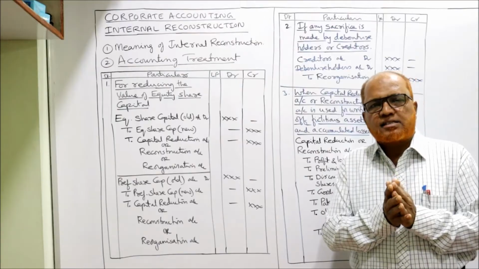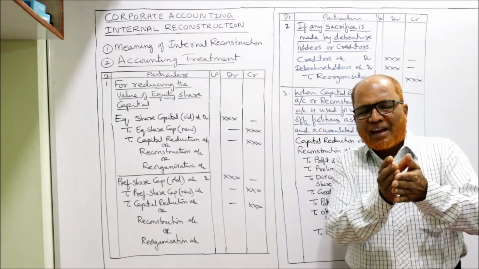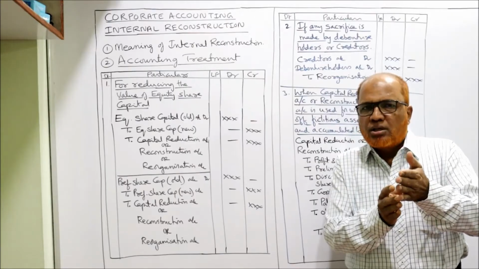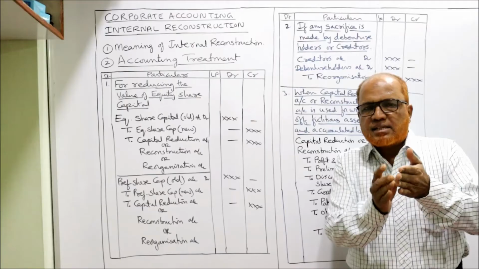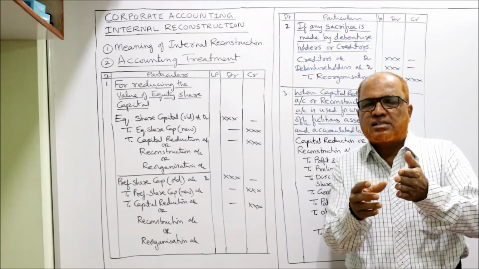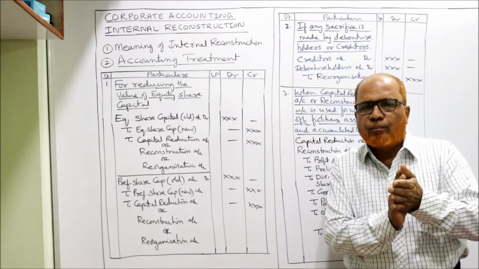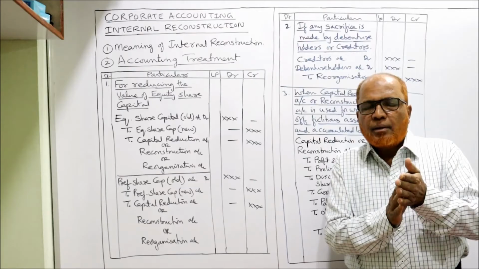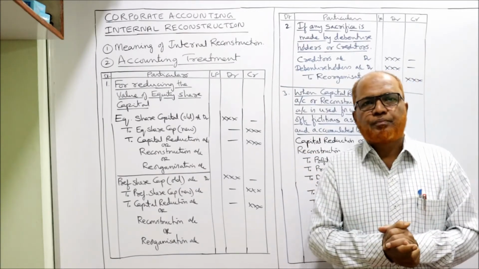Now two types of reconstruction are there, external reconstruction and internal reconstruction. In external reconstruction, the company will be wound up. For example, a company whose financial position is not good. The balance sheet is not showing the true financial position. How? On the asset side we are finding accumulated losses, fictitious assets, and other tangible and intangible assets not showing the true value. Then the balance sheet will get tallied, but it will not give the true financial position.